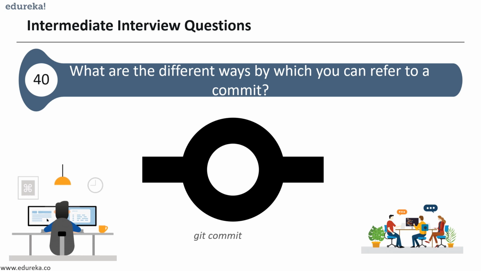Git also maintains a number of special aliases that change based on the state of the repository. So in Git, commits are allowed to be referred to relative to one another.